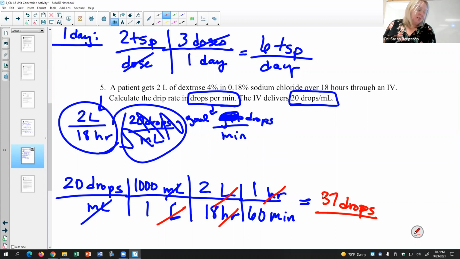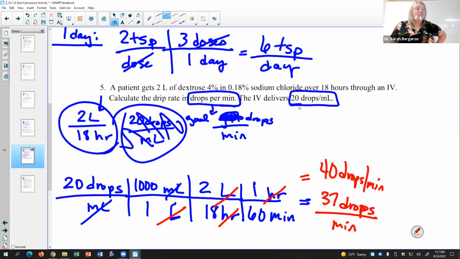Drops, yes, per minute. Now, how many sig figs? Really, it should be what? I'm only counting one. I use the 2 here, that's 1 sig fig. The 18 here, that's 2, and then the 20 here has 1 sig fig. So really this should be 40 drops per minute.